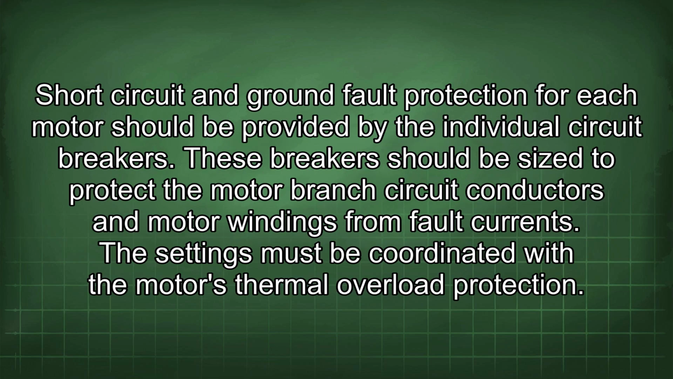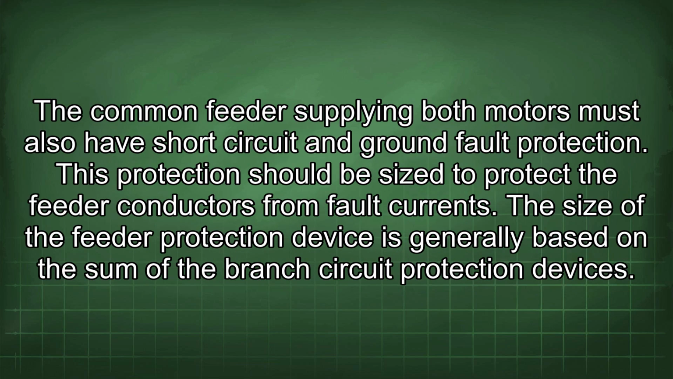Short circuit and ground fault protection for each motor should be provided by the individual circuit breakers. These breakers should be sized to protect the motor branch circuit conductors and motor windings from fault current. The settings must be coordinated with the motor's thermal overload protection. The common feeder supplying both motors must also have short circuit and ground fault protection. This protection should be sized to protect the feeder conductors from fault currents. The size of the feeder protection device is generally based on the sum of the branch circuit protection devices.